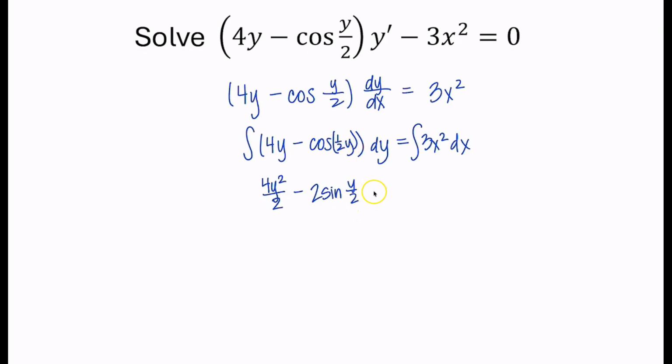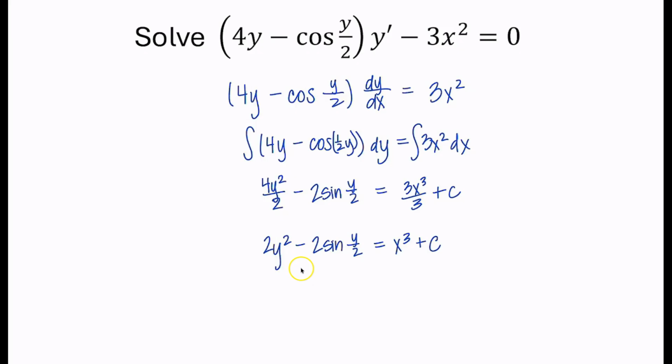And we will not keep the c on the side of the y variable. We'll reserve that for the right side with the x. The antiderivative of 3x squared, so that's 3x cubed over 3, and then we'll keep the plus c. So now let's just simplify. So we have 2y squared minus 2 sine of y over 2 is equal to x cubed plus c.